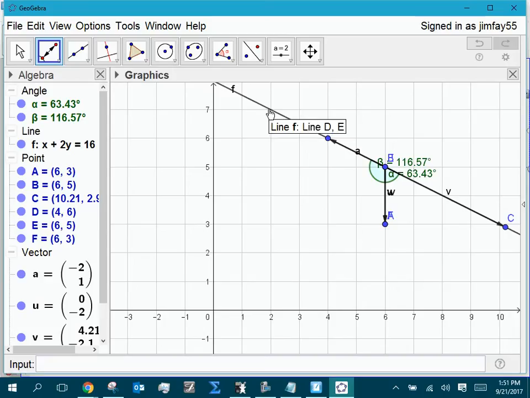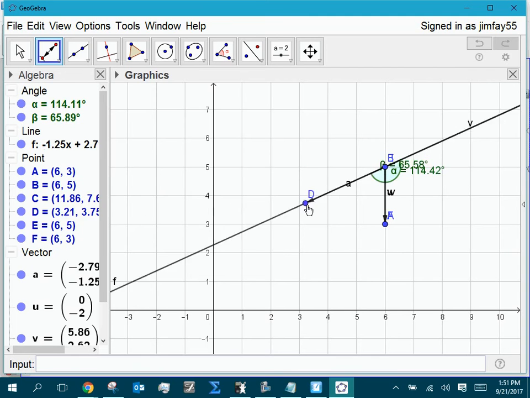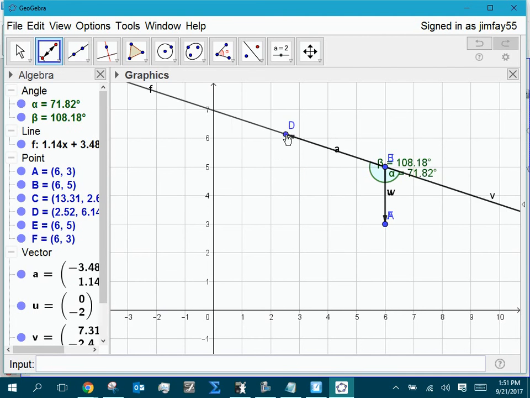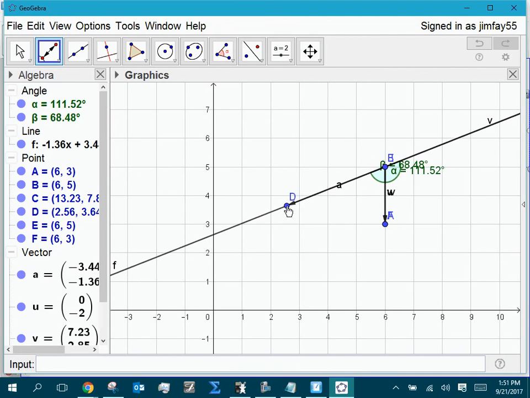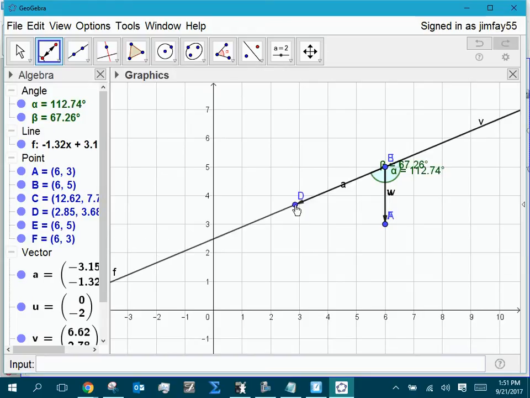So they are supplementary, and because they form this line here, no matter where I move them, they're always going to be supplementary, and they form a line, so they're a linear pair. Does that make sense? Linear pairs are always supplementary.